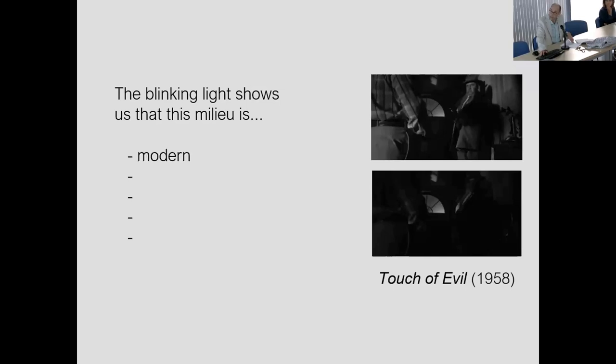The milieu is modern. Even when we do not see the source, we know the light is electrical because the regularity of the blinking light differs from the irregularity of a candle or a flame. The milieu is urban. The light that blinks on and off tells us that there's a city outside the window, whether we see the city or not. The milieu is commercial. Houses do not have blinking signs, businesses do, either as temporary advertisements or permanent fixtures.